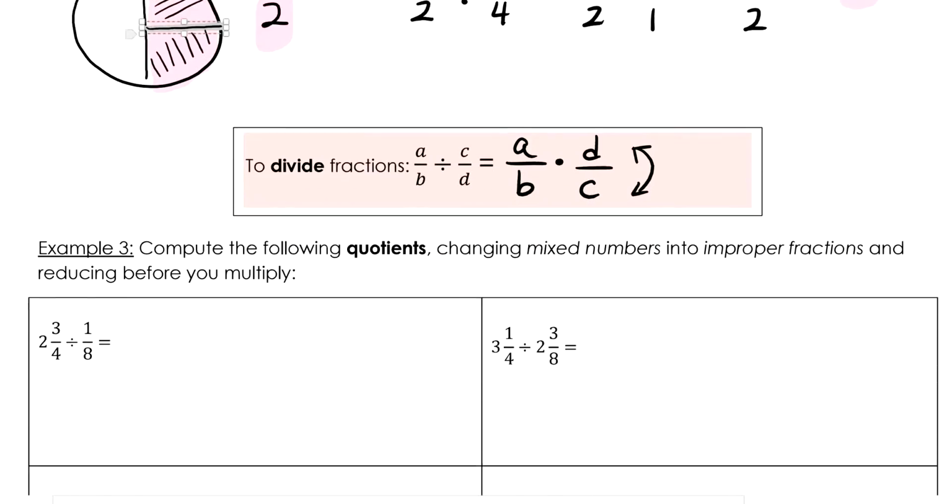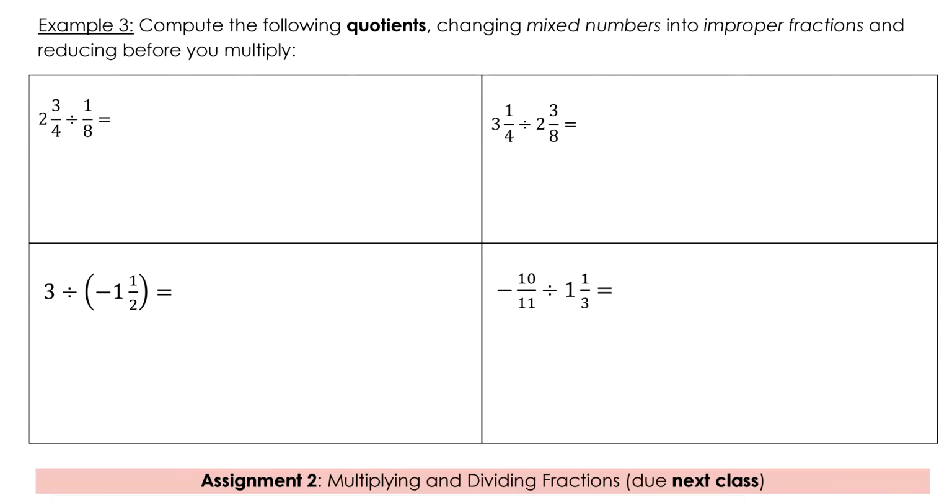Let's try some other examples. We'll do the first one together, and then you can try on your own. Compute the following quotients, being sure to change mixed numbers into improper fractions and reducing before you multiply. So now we're kind of doing all of our skills at once. 2 3/4 divided by 1/8. Let's start by converting that into an improper fraction. 4 times 2 is 8 plus 3 is 11 over 4 divided by 1/8.